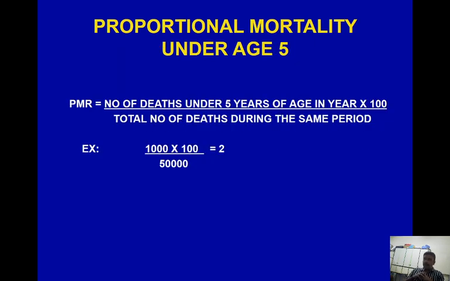Another example is proportional mortality rate under age 5. So you look at the number of deaths under 5 years of age divided by the total number of deaths in the same period. That way you try to figure out how much this particular cause is contributing to the total deaths. This is very, very important, especially for policymakers and decision makers, because they would like to understand the burden of the disease. If a disease is not causing deaths, probably it's causing morbidity to an extent, let's forget about it at this point of time.